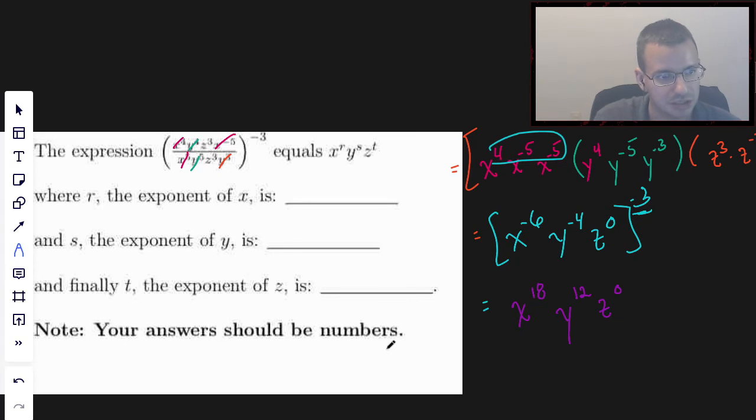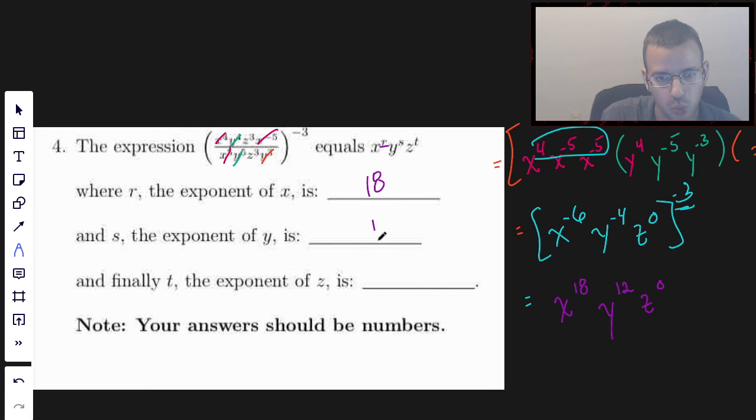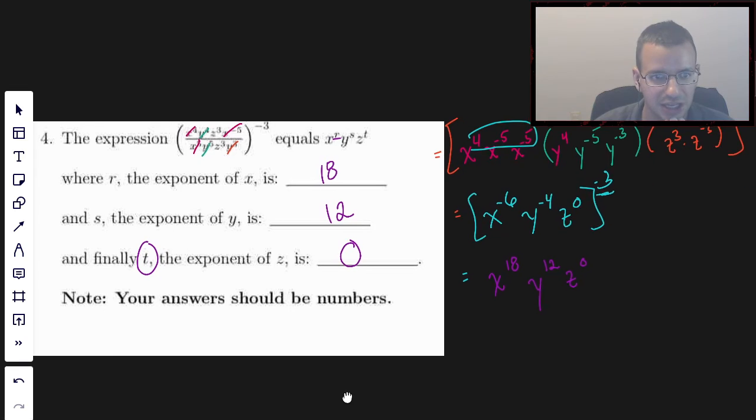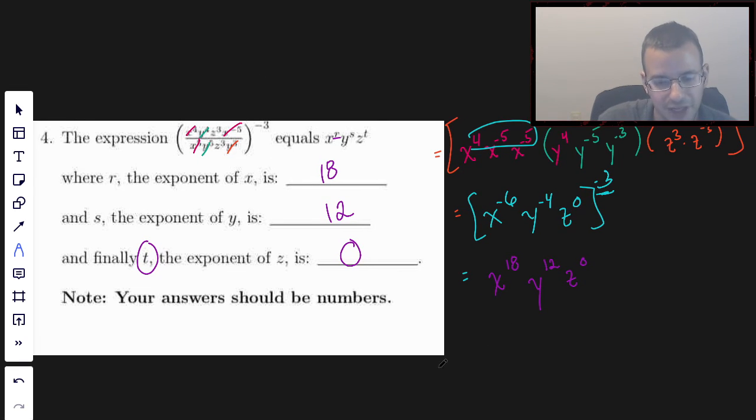I think that's pretty much it. So r, which is the x value, is 18. S, which is the y value, is 12. And z, which is associated with t, is going to be 0.